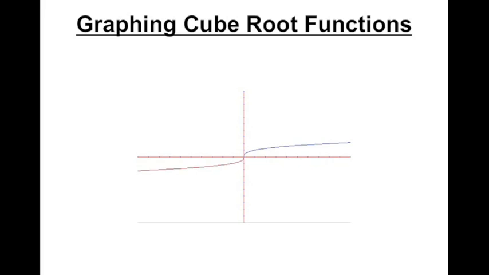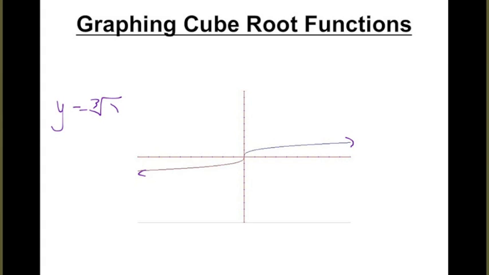Cube roots. A cube root function goes on forever in both directions, so it gets arrows on both ends. That's kind of this S thing that happens in the middle of it. For cube roots, this would be our plane y equals the cube root of x graph.